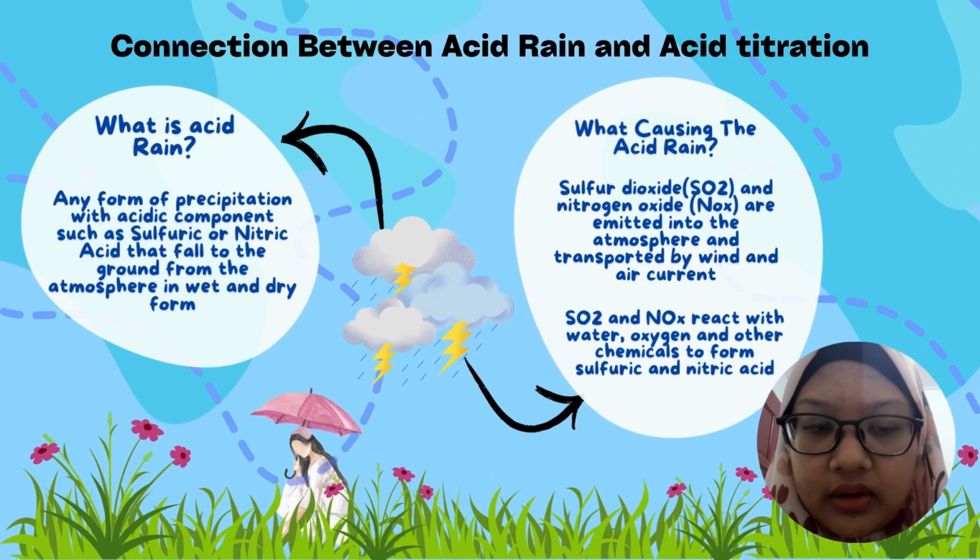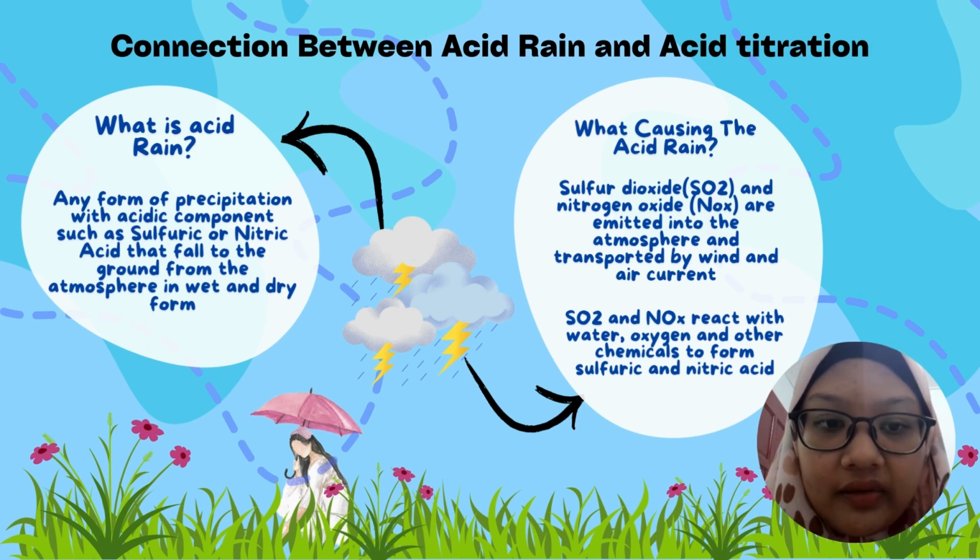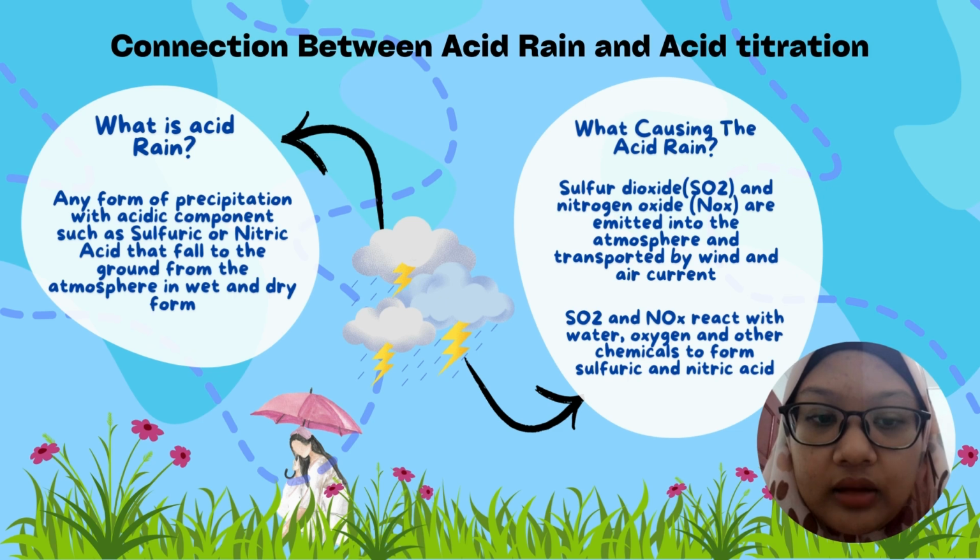I'm going to talk about the acid rain. So what is acid rain? Acid rain is any form of precipitation with acidic components such as sulfuric or nitric acid that fall to the ground from the atmosphere in wet and dry form.